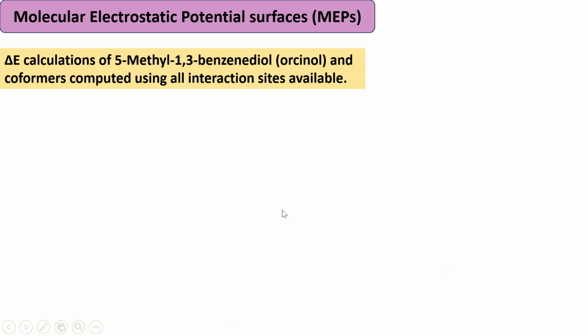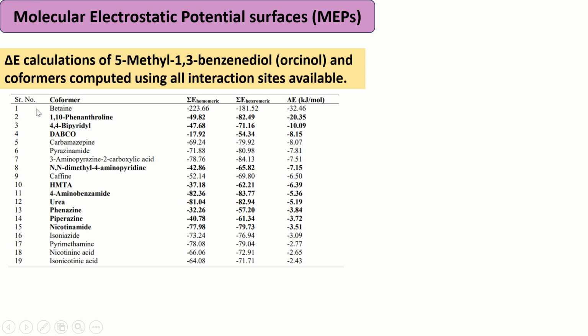Here are some cases of the delta E calculation of the 5-methyl-1,3 benzene diol and the coformer computed using all interaction sites available. So here are the coformers that we used with the orcinol, and their summation of the homomeric E value, summation of the heteromeric E value, and their delta E. In case of butane, the delta E is minus 32, and in case of 1,10 phenanthroline, the delta E is minus 20.35.